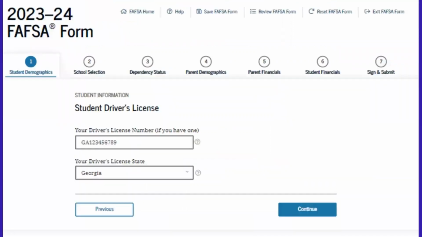The next piece of information they ask for is the student's driver's license. This is just another way for them to verify the student's identification, who the student is. So if your student has a driver's license, I would encourage you to put that information in there. If for some reason they don't, it's not going to hurt you, but I definitely think it's something that you should put in there.